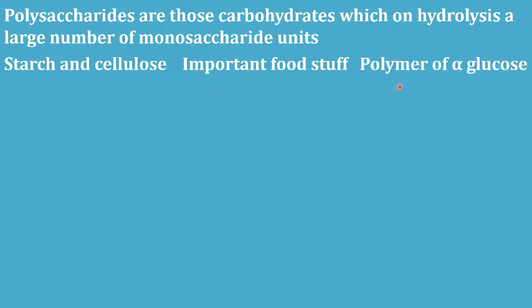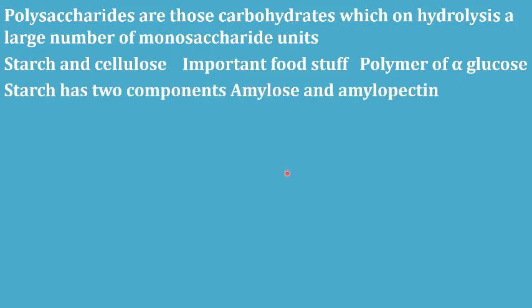It is a polymer of glucose. What is a polymer? A long chain obtained by combining small units is known as a polymer, and the process is polymerization. Starch has two components, amylose and amylopectin. Amylose is a long chain polymer, and amylopectin is a long and branched chain polymer.